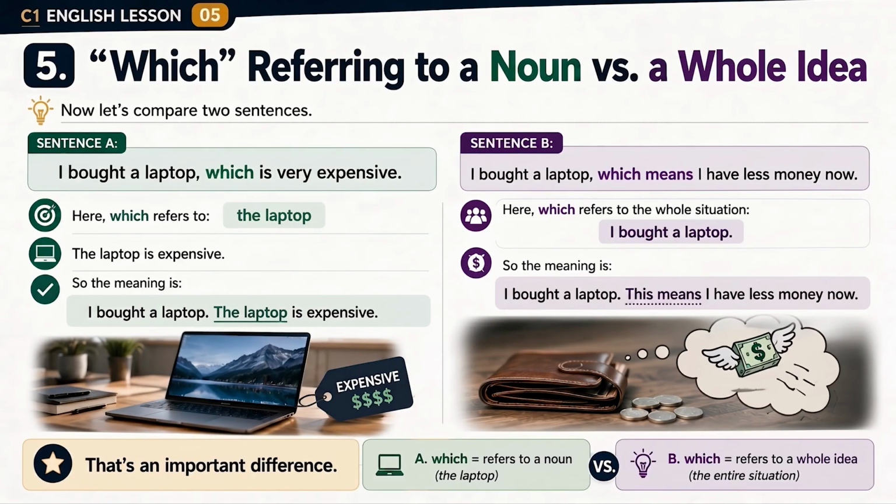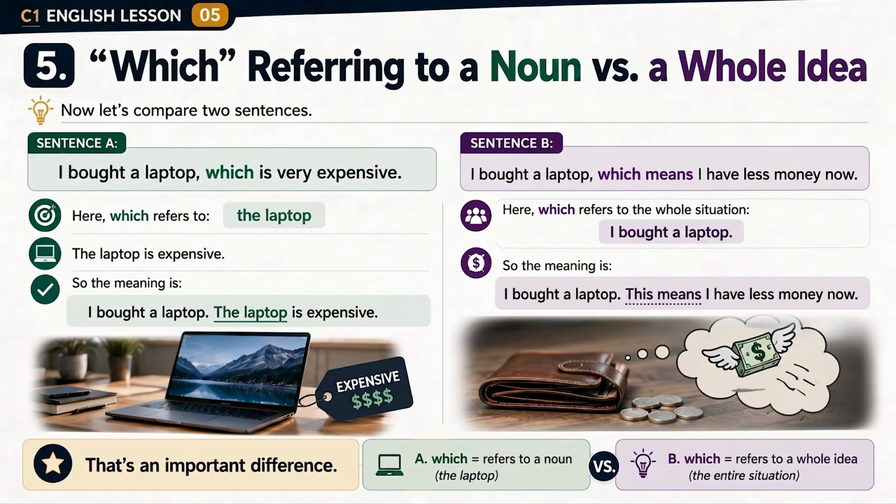Let's compare 2 sentences here. Sentence A: I bought a laptop which is very expensive. Here which refers to the laptop. The laptop is expensive. So the meaning is: I bought a laptop, sentence is finished, then the laptop is expensive. However, in sentence B: I bought a laptop, which means I have less money now. Here which refers to the whole situation. I bought a laptop, so the meaning is what? This means I have less money now. You're talking about your whole situation as a result of buying that laptop.